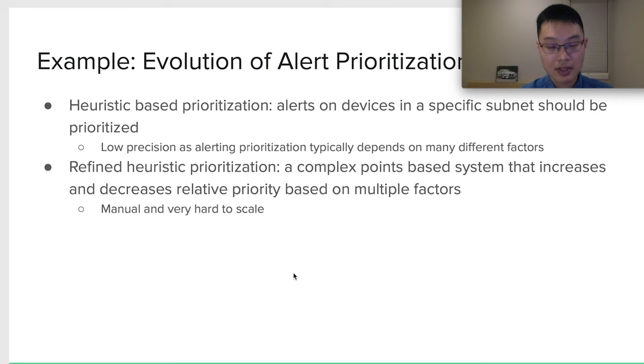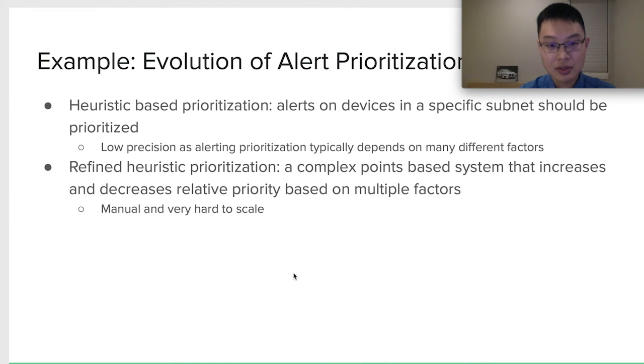Let's look at a concrete example of an alert prioritization project. To get started, the SOC analyst might choose to build a rule where alerts on devices in a specific subnet should be prioritized first. However, it's obvious that this approach is not very precise or accurate because in general, prioritizing alerts requires analysis and also depends on many different factors.